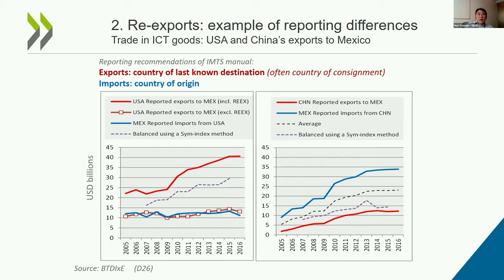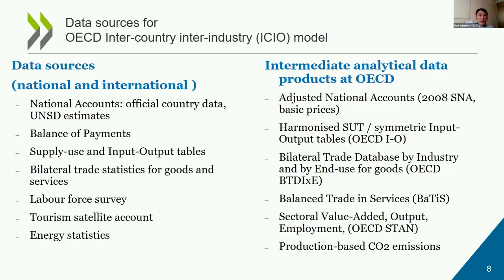I think the most significant issue to think about for bilateral trade differences, or asymmetries, is the treatment of re-exports. If we look at the official data, we can have a clear idea that re-export is a big issue in many countries.